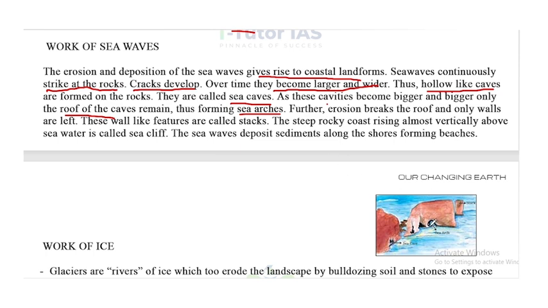Look at this. Only the roof remains here and all other parts are gone. So this is called a sea arch. First one is the sea cave, then the sea cave changes into a sea arch.